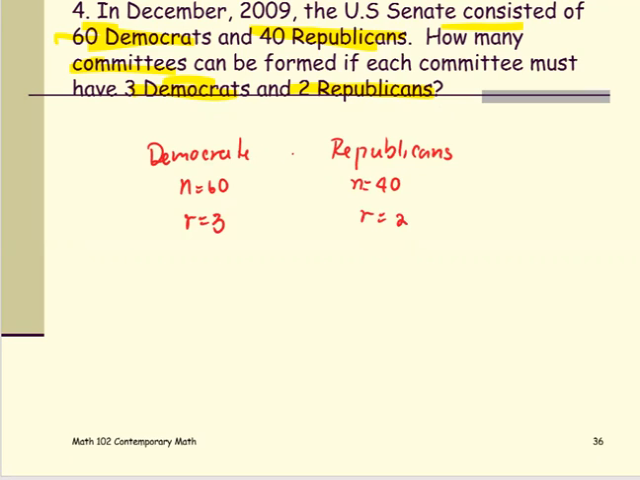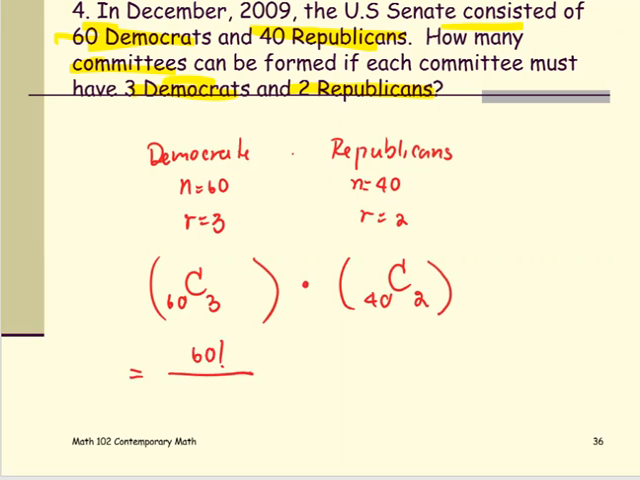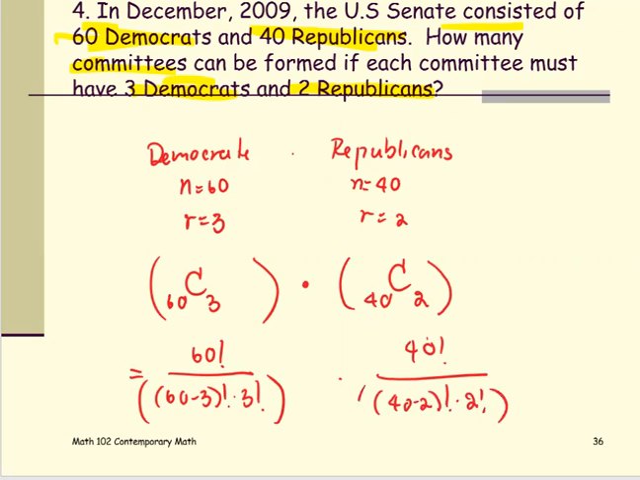Then we're gonna do the combination of 60 selecting 3 for the possible ways from the Democrats, multiplied by the combination of 40 people selecting 2 from the Republican group. If we use a formula, it's gonna be 60 factorial divided by (60 minus 3) factorial times 3 factorial, multiplied by 40 factorial divided by (40 minus 2) factorial times 2 factorial.